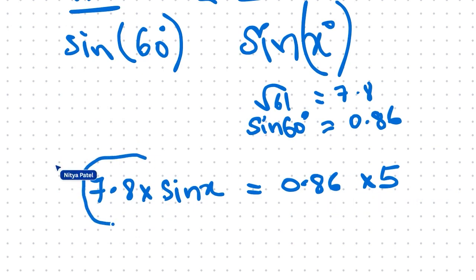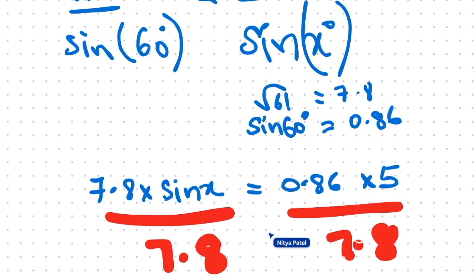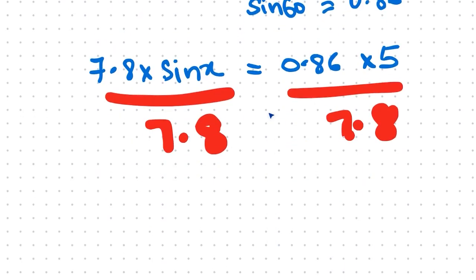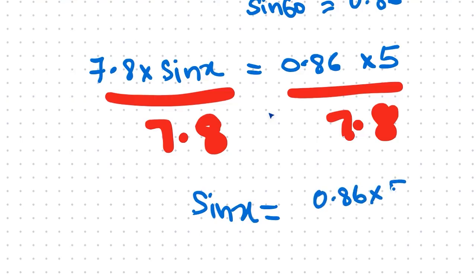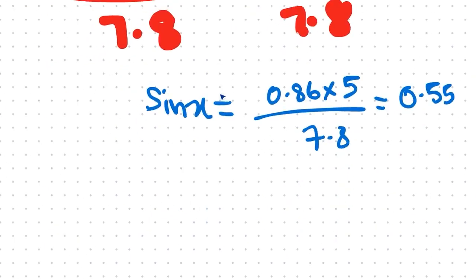7.8 is multiplied, right? So you have to get rid of 7.8 by dividing on both sides, like this. So then it would be sine x equals 0.55. Like this, right? How much? 0.55.